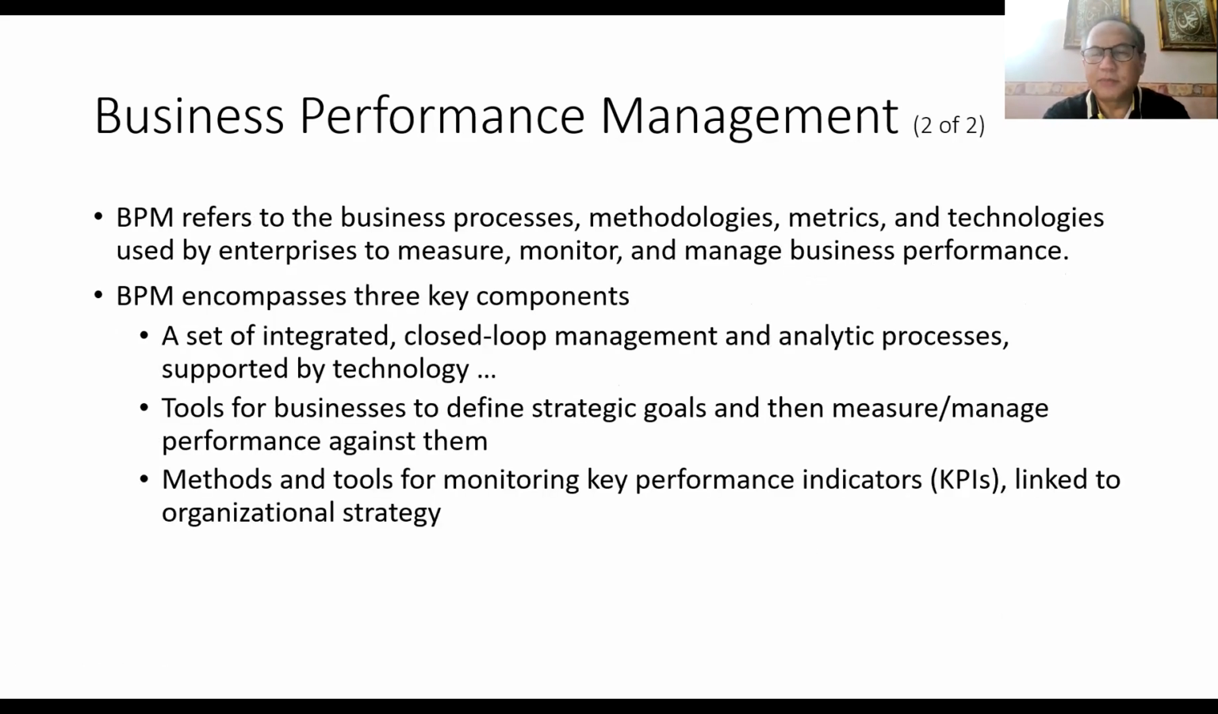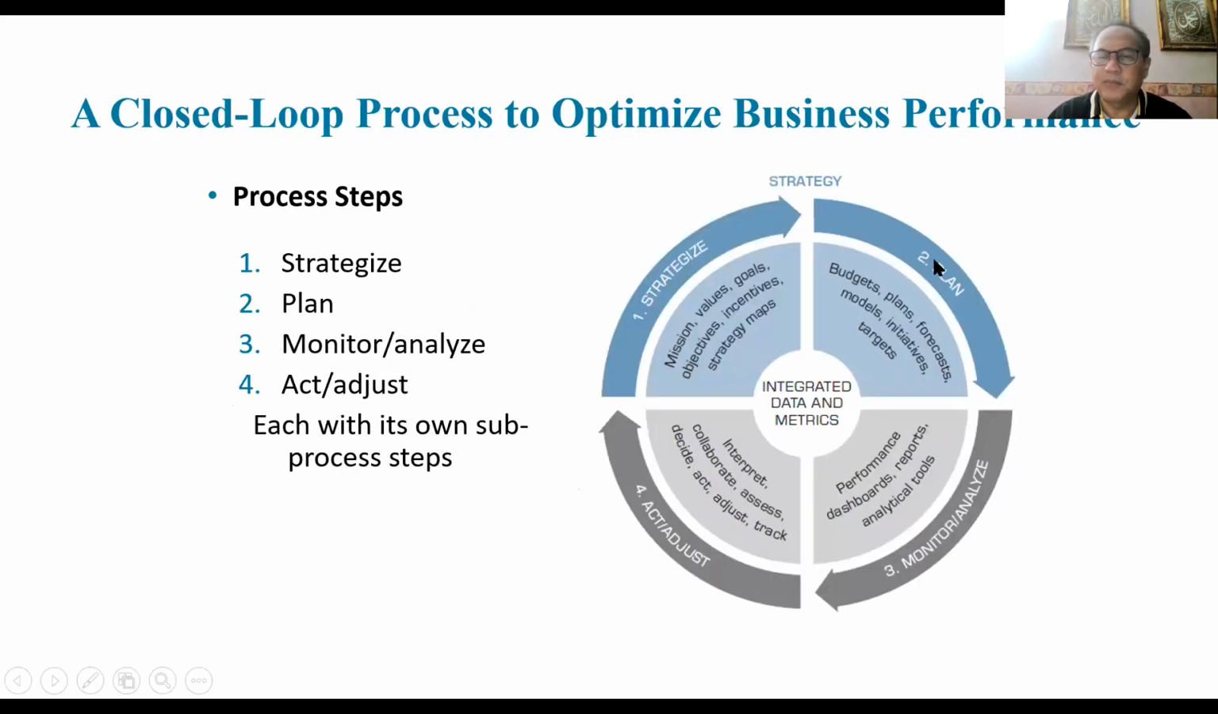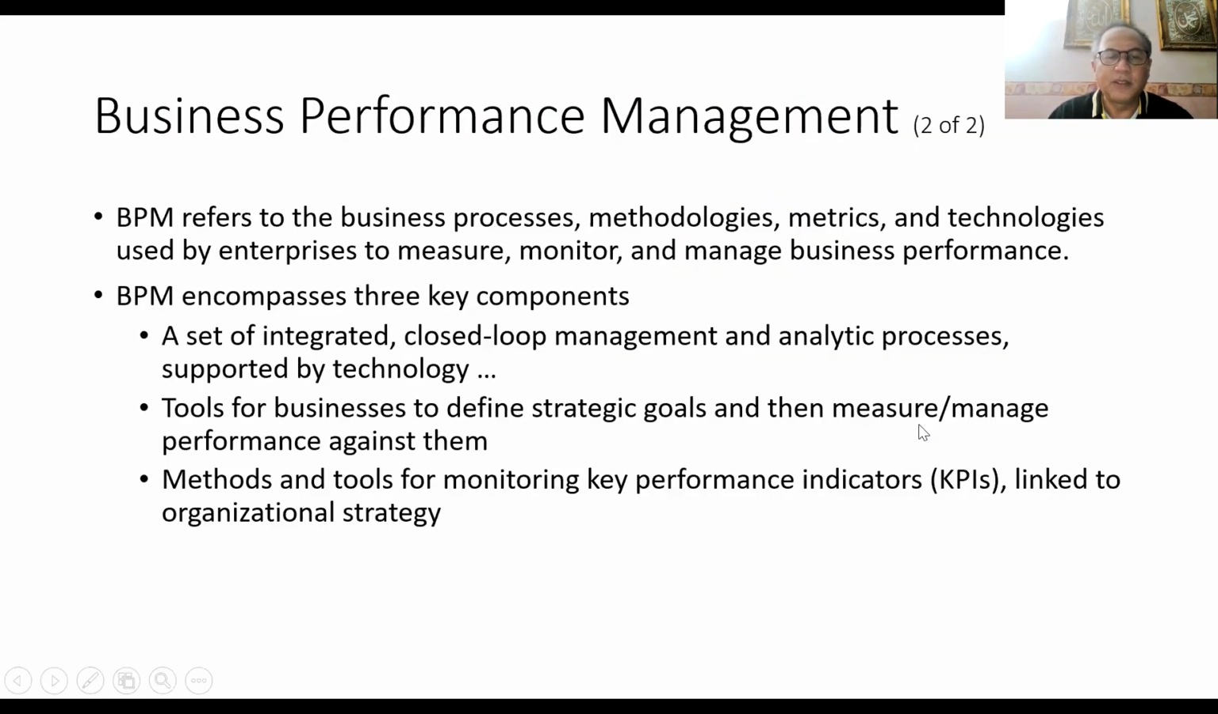Business process management refers to the business processes, methodologies, metrics, meaning how you measure, and technologies used by enterprises to measure, monitor, and manage business performance. There are three components. One is a set of integrated closed loop. It is a closed loop. This is what is meant by a set of integrated closed loop.